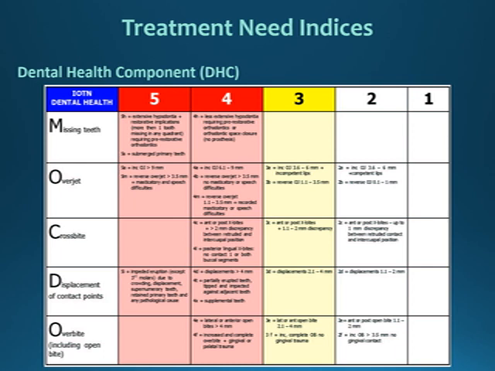So this classification, or these grades, can be used to describe the priority of treatment. Grade 4 and grade 5 are the highest priority for treatment.